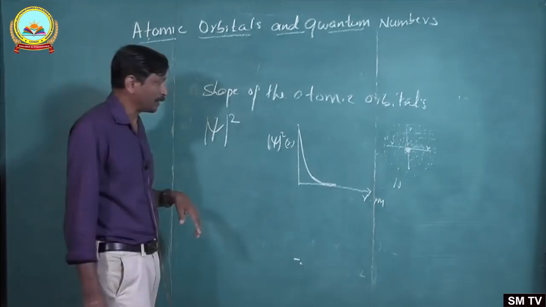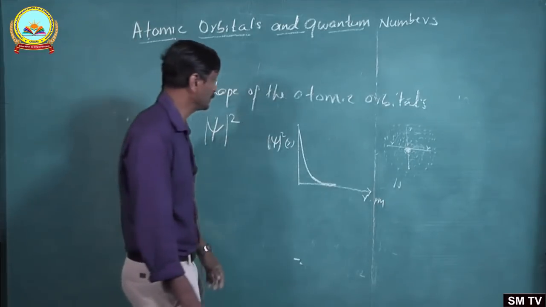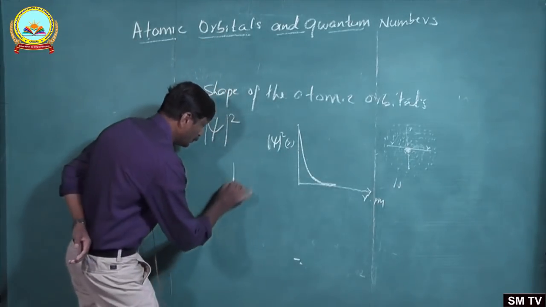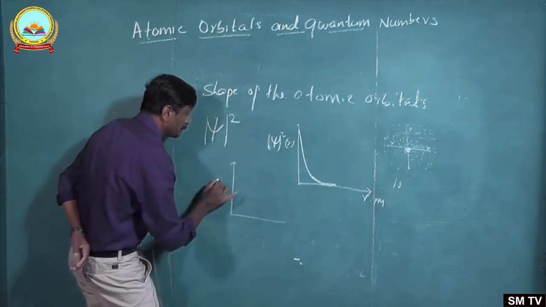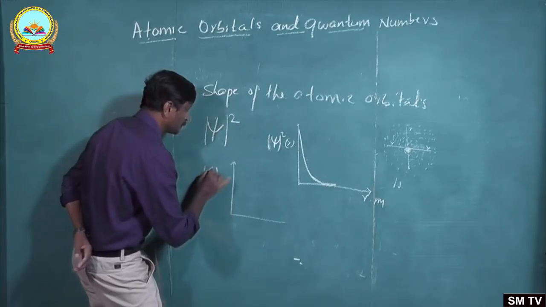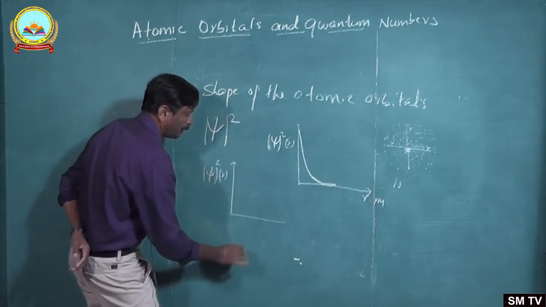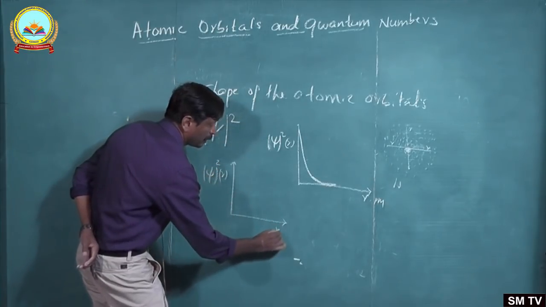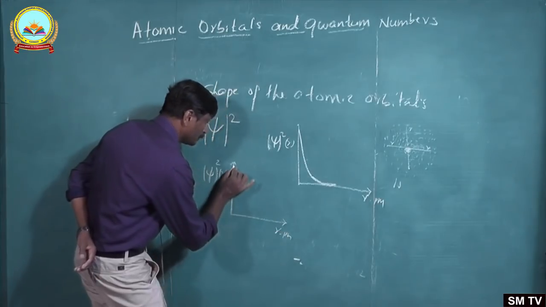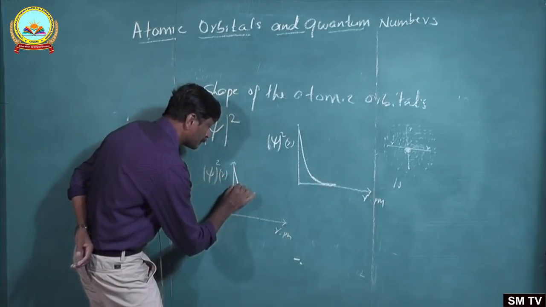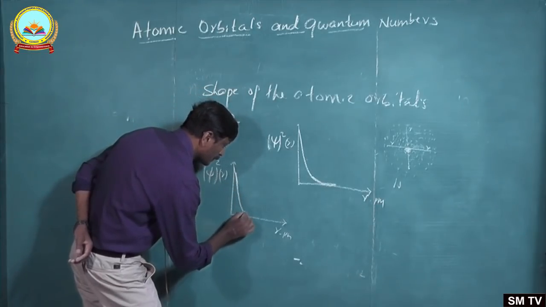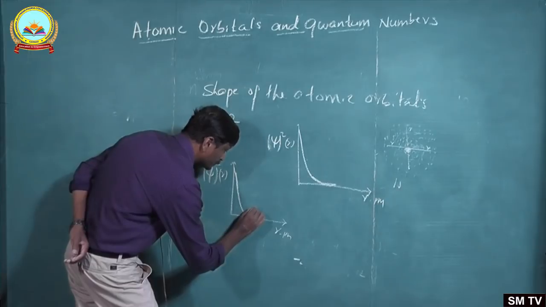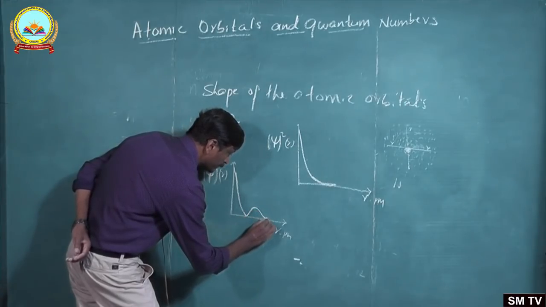For the 2s orbital, suppose you draw the 2s orbital curve, it is psi square, mod of psi square is a function of r, and it's r in picometer. So the 2s orbital looks like this, it touches 0 like this.